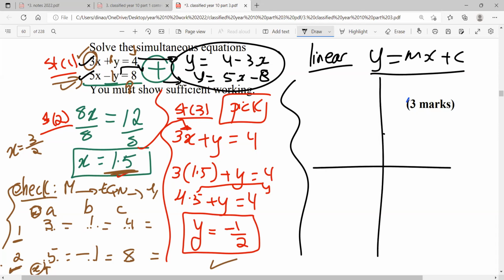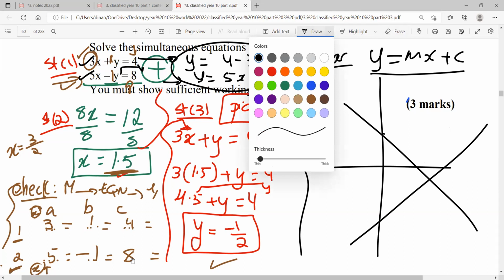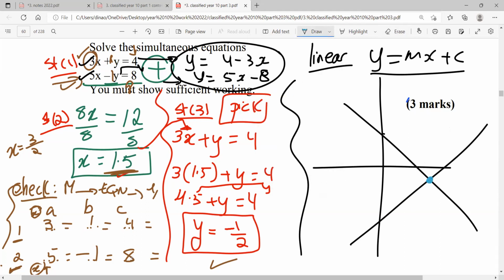These two lines, guys, will meet. Okay. These two lines will meet, they will meet at a point. What is the ordered pair of this point? The ordered pair of this point is 1.5 and negative half. So the x and y represent the intersection point of these two lines if I decide to represent them graphically on the coordinate plane. I will get this intersection point.